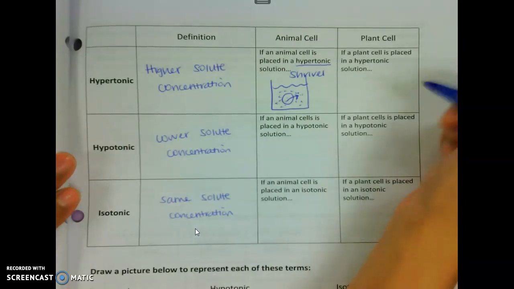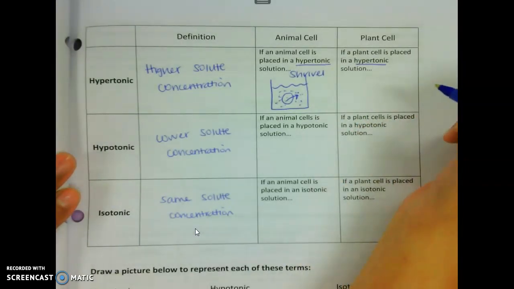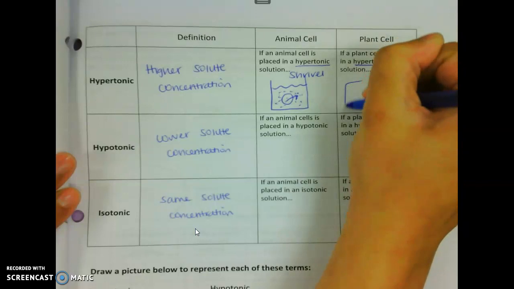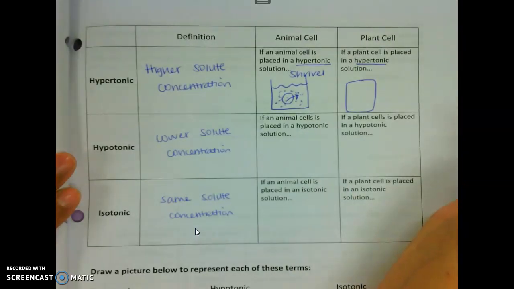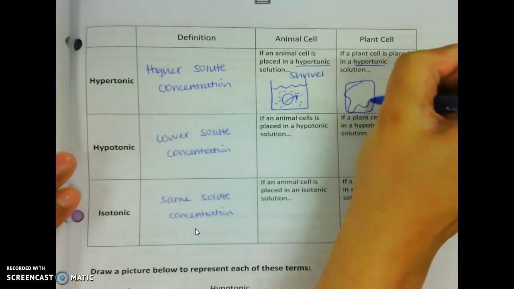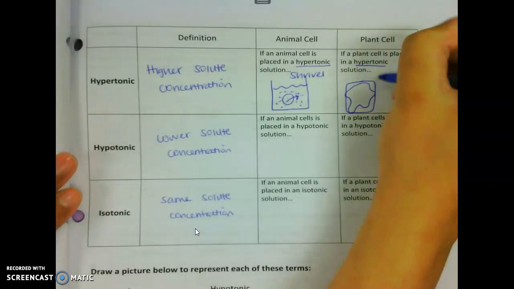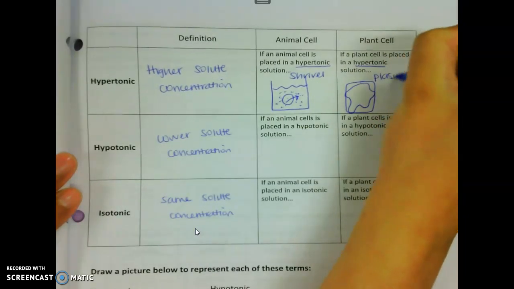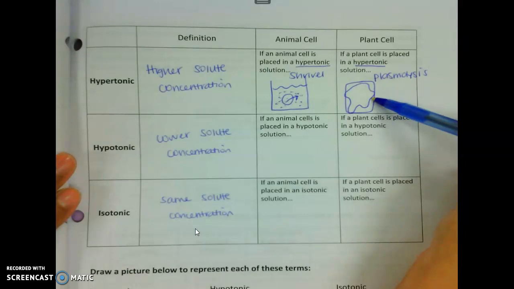A plant cell is going to do the exact same thing in a hypertonic solution, but remember that a plant cell has a cell wall. So our cell is going to look a little something like this, and the membrane is actually going to pull away from the wall because the cell itself is shrinking. This is a really interesting process called plasmolysis. We can call this cell plasmolysed.